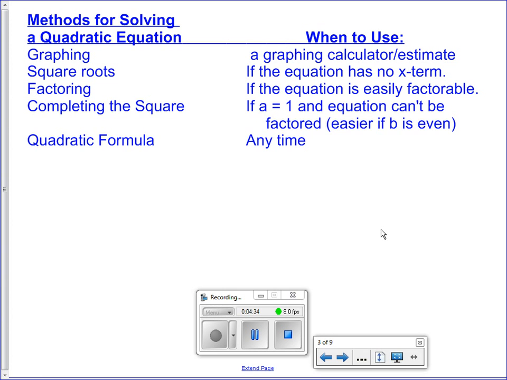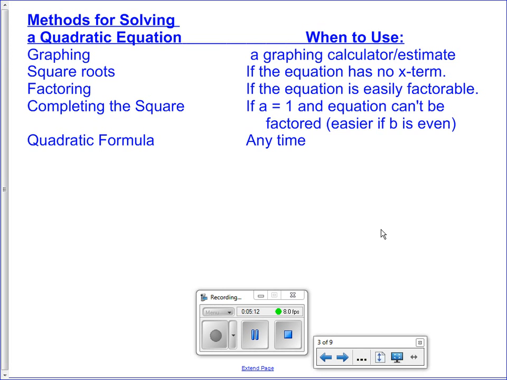The next method that we learned in lesson 9.3 was taking square roots. Taking square roots, or finding the square roots, works if the equation has no x term, or you might think of it as the bx term. If it doesn't have that, then you can use square roots. In the next lesson, we studied factoring. And factoring works great if the equation is easily factorable. If it is not, then you may have another method that you would prefer.